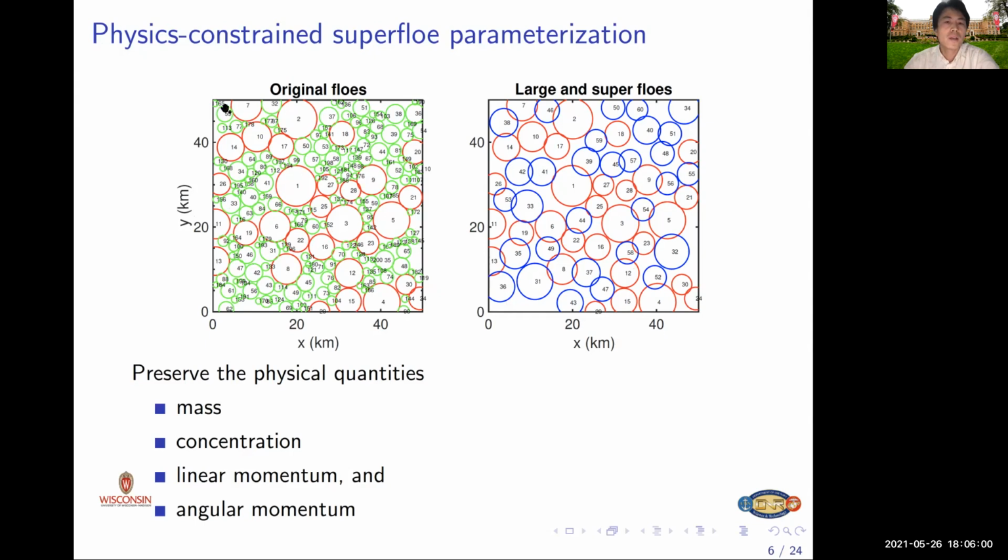For example, for this group of small floes, we parameterize it using what we call a superfloe. Each superfloe preserves the physical quantities: the mass, concentration, linear momentum, and angular momentum. When we figure out the position, velocities, and angular velocities of superfloes, we consider these physical constraints.